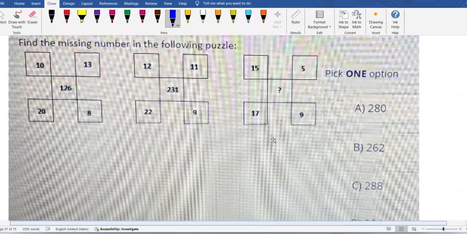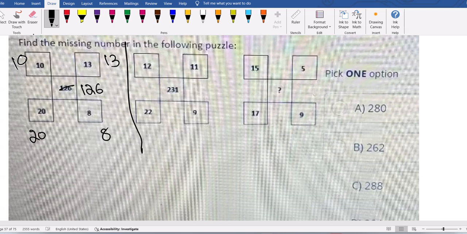Next, this is again back to numerical reasoning. Here we have 10, here 13. 10 here, 13 here, 20 here, 8 here. Middle one is 126. Similarly, here 12, here 22, here it is 9, here it is 11. I know 231 is nothing but 21 into 11 actually. 126 is 21 into 6.